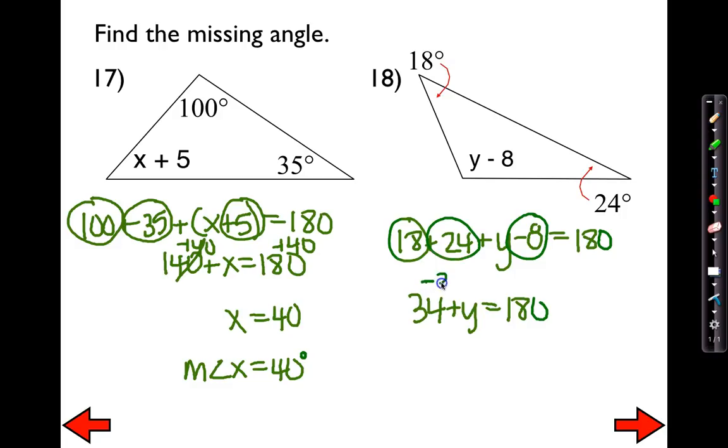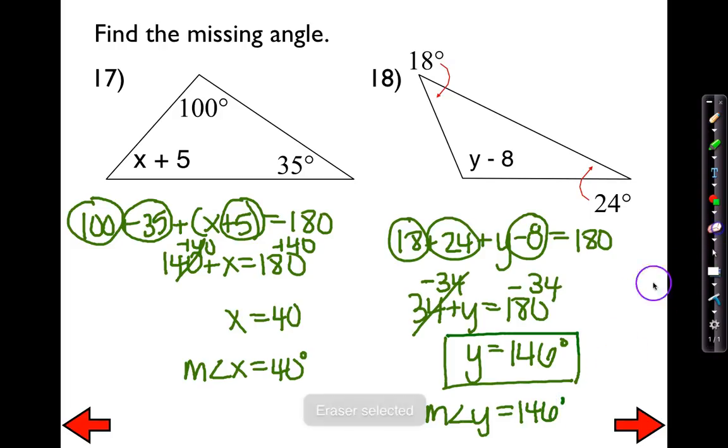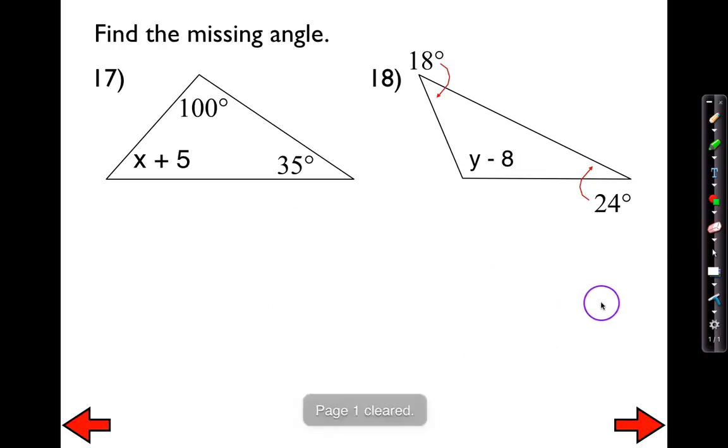We're going to do the inverse operation by subtracting 34 from both sides, leaving us with y equals, let's see, 146 degrees. And there is our answer. Wait, I should write it as the measure of angle y. It's 146 degrees. This one shouldn't have degrees because it's just a value. They're just asking for the value of y. Okay, so hopefully you got that one right.